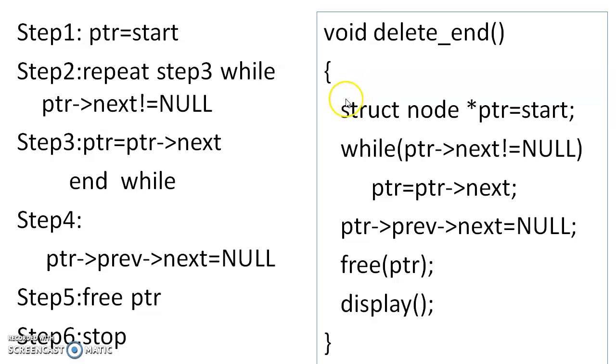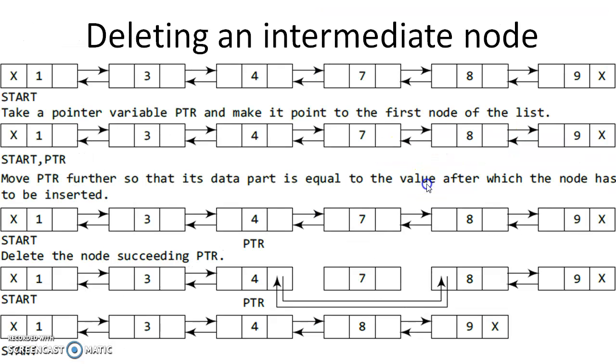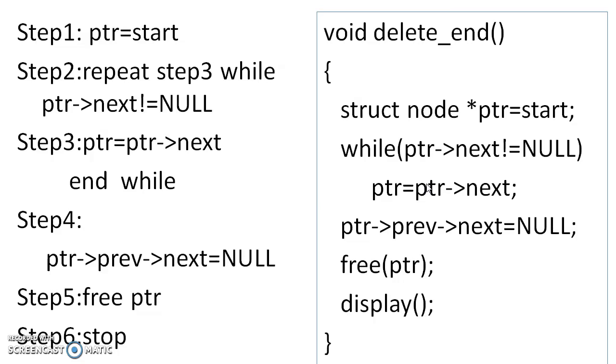So function-wise also we are writing the same thing. I am taking the pointer, it is starting at start, while pointer of next is not equivalent to null, pointer equal to pointer of next. After this step, the pointer is present at the ending of the linked list. Then the previous node of the pointer is pointer of previous. The next pointer is made a null and we are freeing this particular pointer. The output can be displayed by using this display function. So this is about deleting a node at the ending of the double linked list.